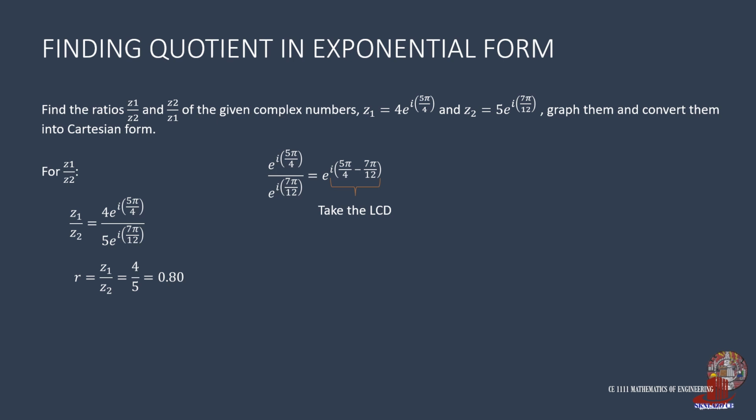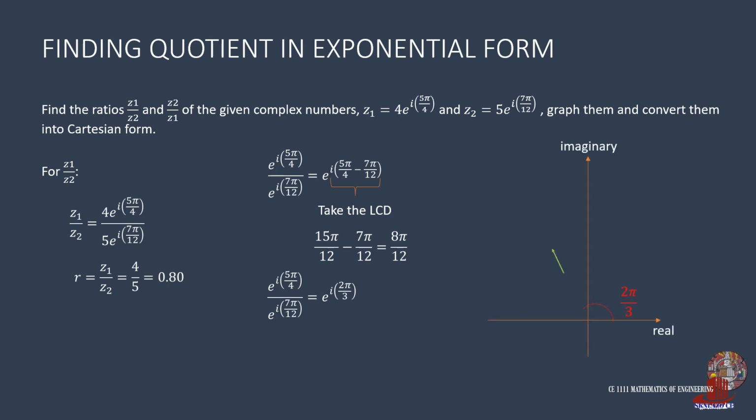The LCD for 4 and 12 is 12, so the equivalent fraction of the first term is 15 pi over 12. This is subtracted by 7 pi over 12 to have 8 pi all over 12. Reducing the fraction, we get the simplified e term as e raised to i times 2/3 of pi. Graph the moduli and argument to see that the vector lies in the second quadrant, and the exponential form is 0.8 times e raised to i times 2 pi all over 3.